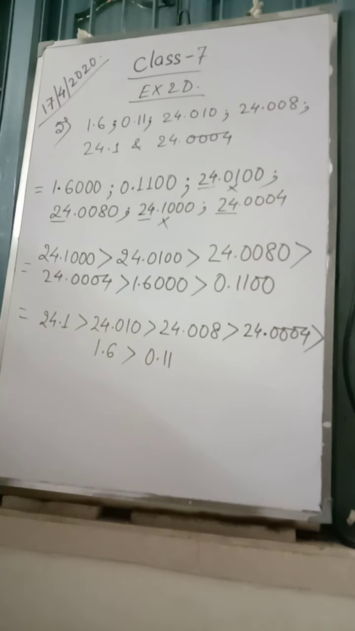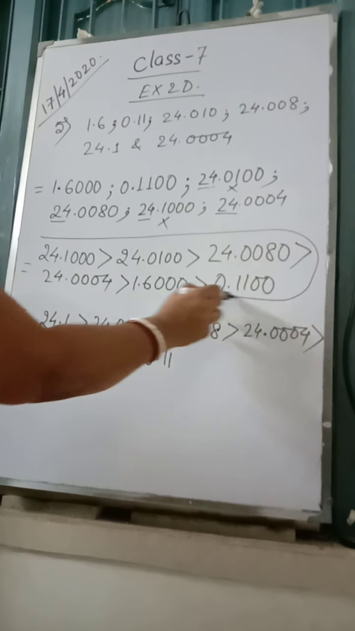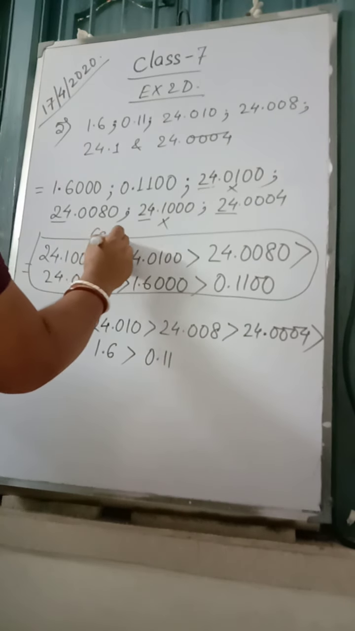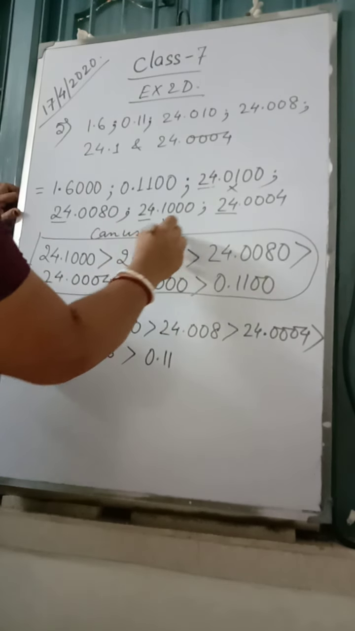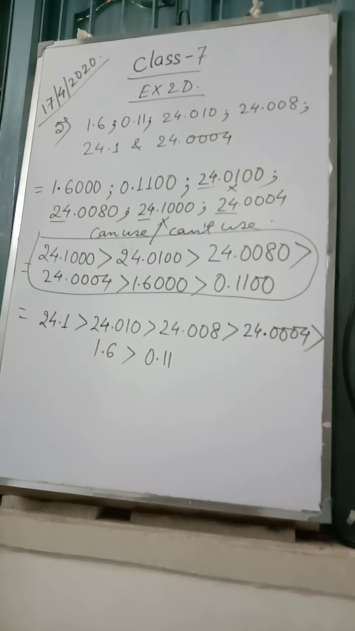So this is written in descending order. You can skip this line also, there is no problem. From here you can write it here, or if you want, you can use it, or not, it is up to you. There is no problem in writing or skipping.